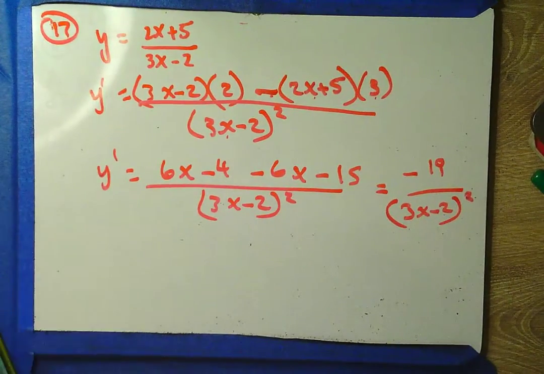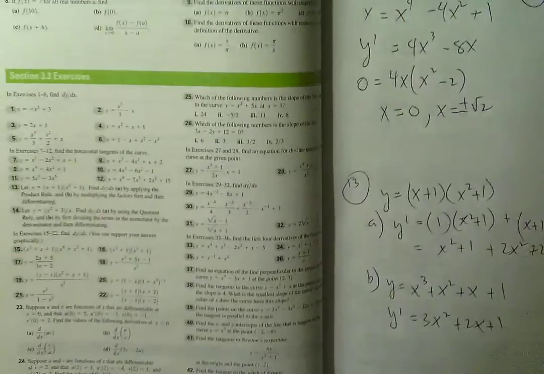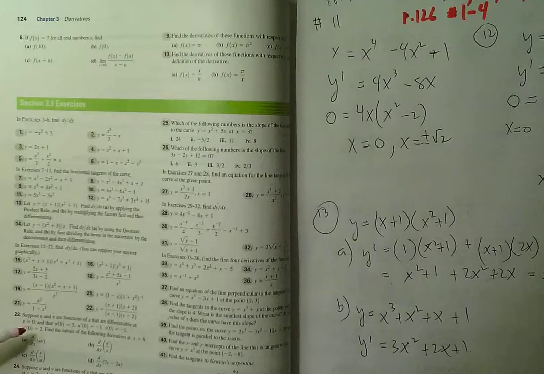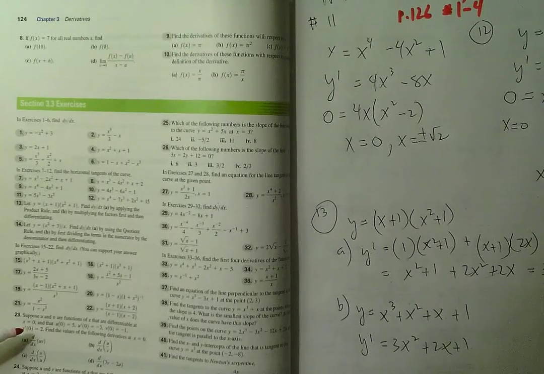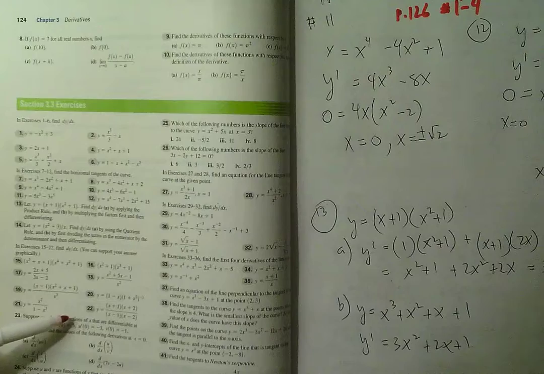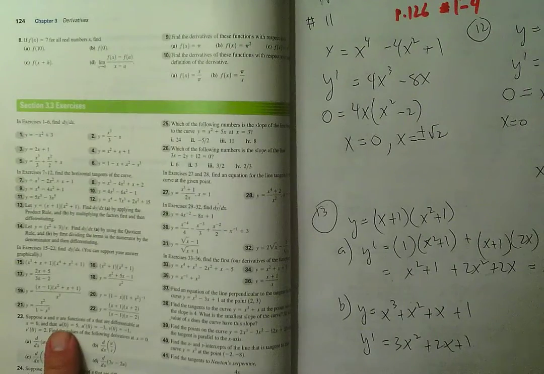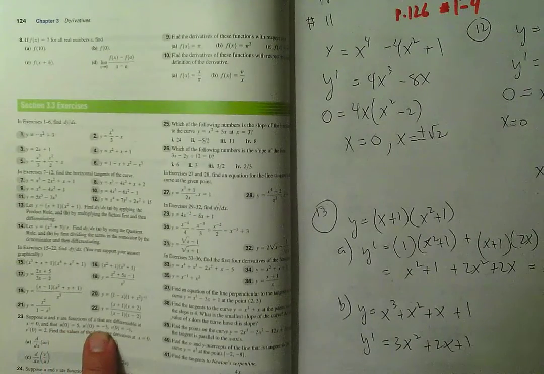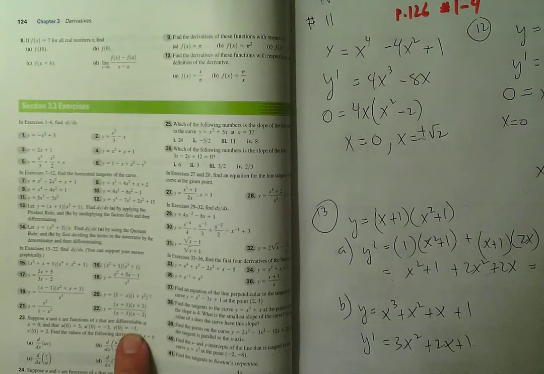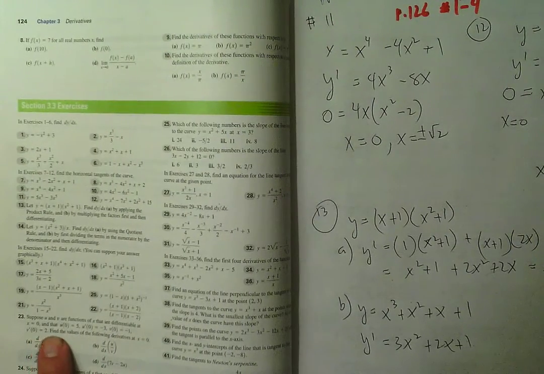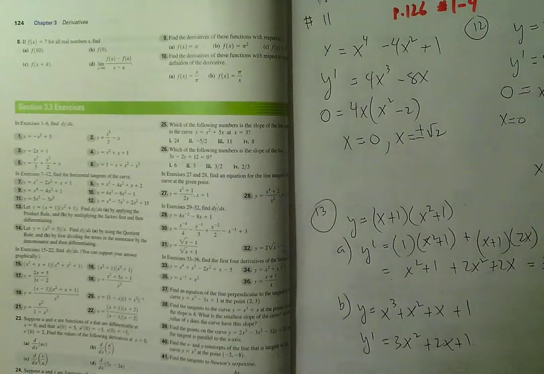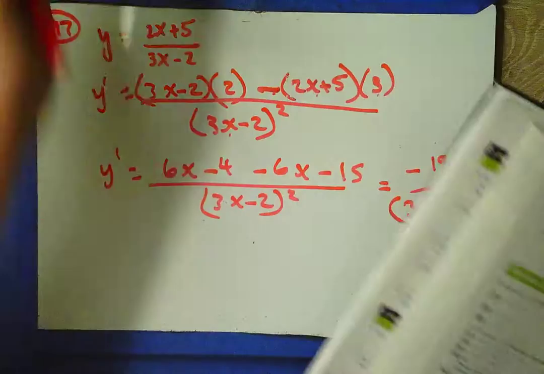The directions for 23 say, wow, what's that? There's all this stuff here. Suppose that u and v are functions of x that are differentiable at x equals 0, such that u of 0 is 5 and u prime of 0 is negative 3, and v of 0 is negative 1, and v prime of 0 is positive 2. Ooh, I feel like I'm going to need that information. I think I'll make a handy graphic organizer.